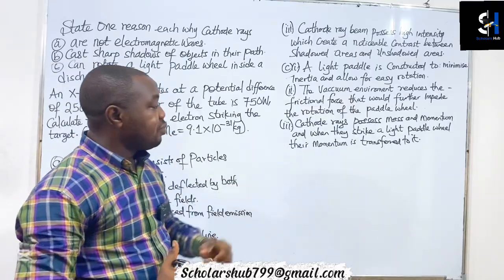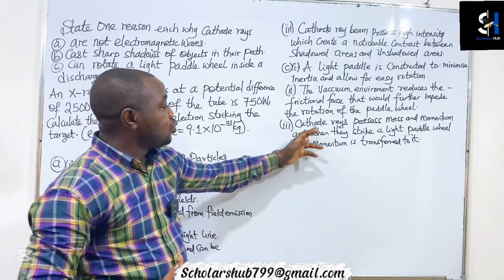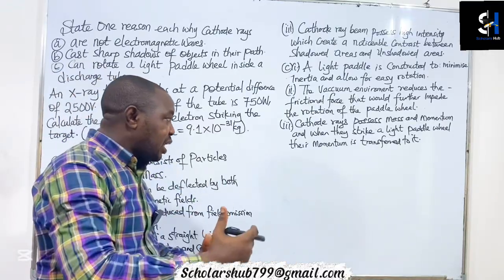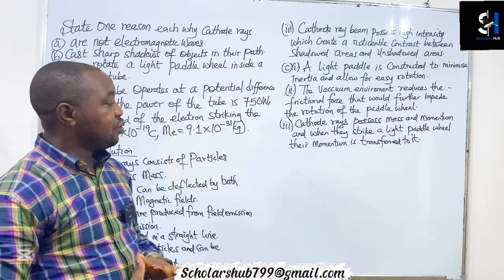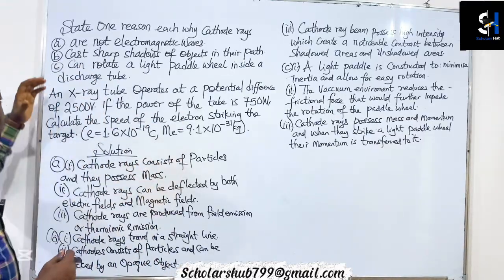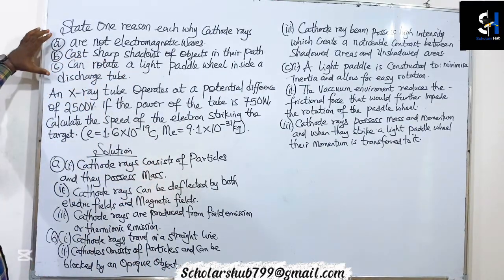Then also, Roman numeral 3, cathode rays possess mass and momentum, and when they strike a light paddle wheel, their momentum is transferred to it. And these are the answers to the first question.